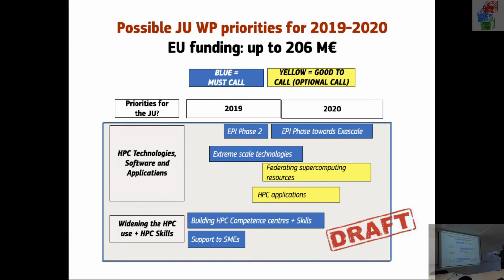So these are the EPI, the European Processor Initiative. So it's hardware stuff. There's two phases to that they definitely want to happen. Extreme scale technology, it's the same. It's a hardware thing. Then they have the applications. This is in yellow, right? So they want it to happen, but there's no guarantees.